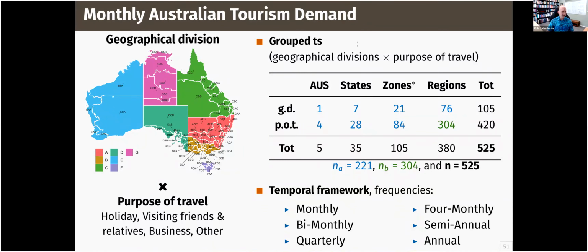Okay, so that's the cross-sectional hierarchy, the cross-sectional grouping, and I've got 525 series like this. And then in the temporal direction, I've got monthly data, bi-monthly, quarterly, 4-monthly, semi-annual, and annual. I've got all those different frequencies.